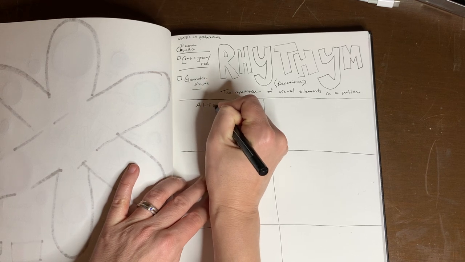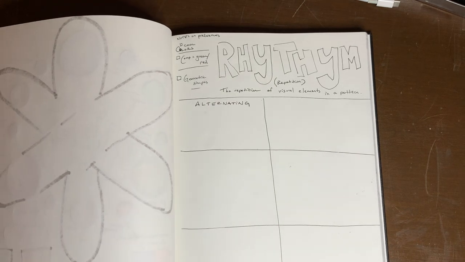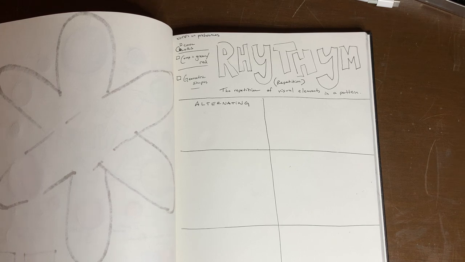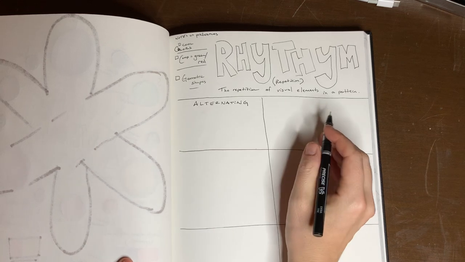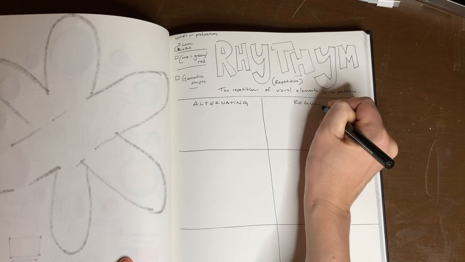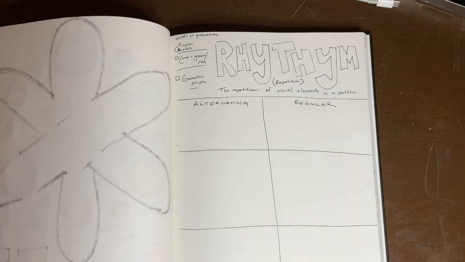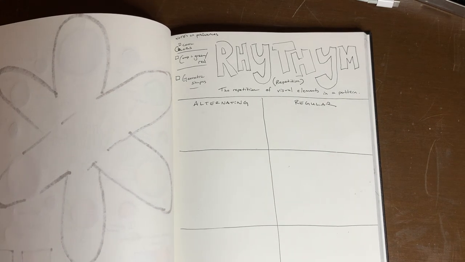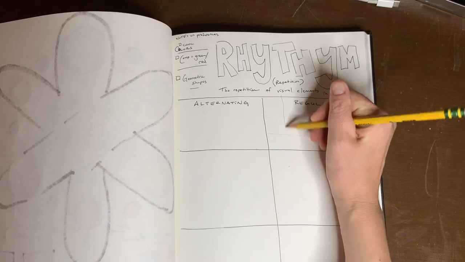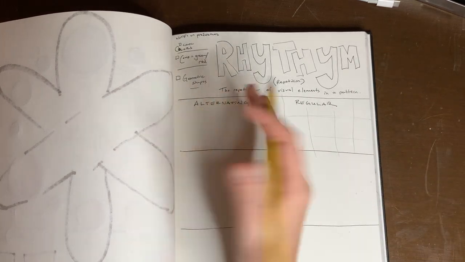There is alternating rhythm. And what I want you to do with alternating rhythm is compare it to regular rhythm. The regular rhythm is the easy one, but alternating is the fun one. When you're thinking about rhythm, it's good to think about your page in a grid. Regular, alternating.